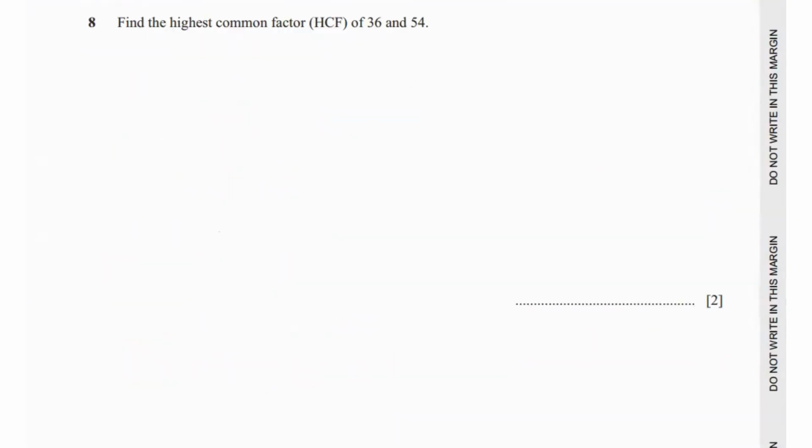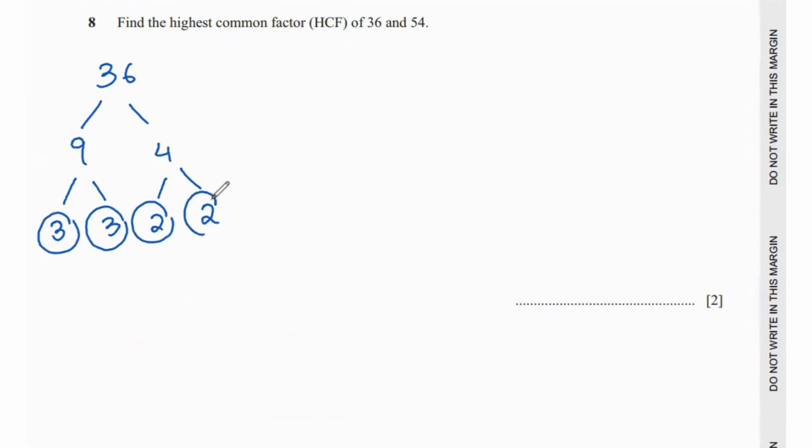And find the highest common factor of 36 and 54. So let's split the 36 into its factors. 36 is 9 times 4. 9 is 3 times 3, and 4 is 2 times 2. We cannot further break 3 and 2 down because they're prime numbers. So these are our prime factors for 36.